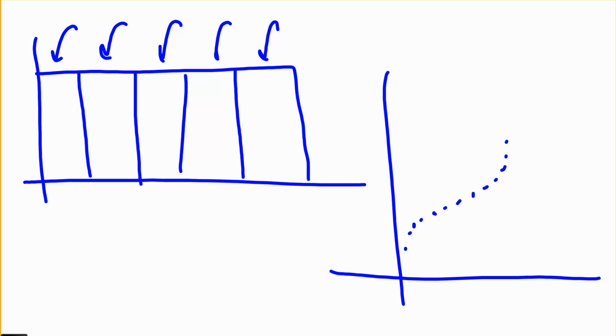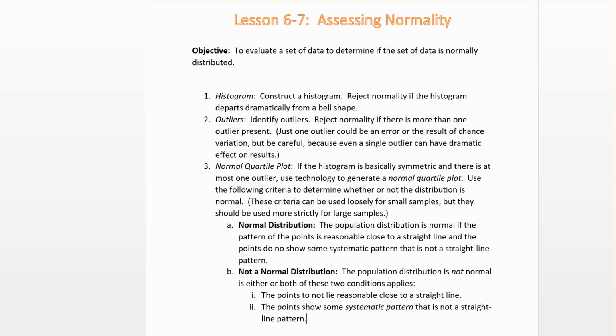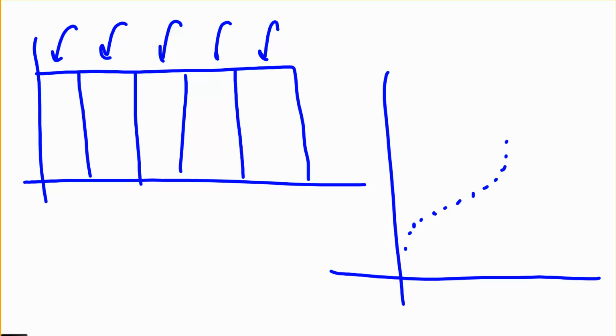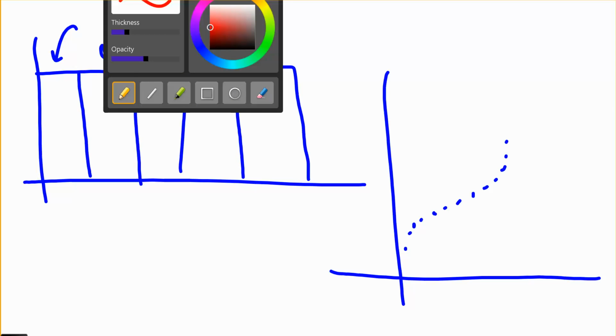It may look like that. Now, we could look at that and say, well, it looks like it kind of fits a line, so it's probably going to be normal. But that goes back to the second criteria. It's not a normal distribution if the points show some systematic pattern that is not a straight line pattern. In this case, this kind of looks like it fits a curve.